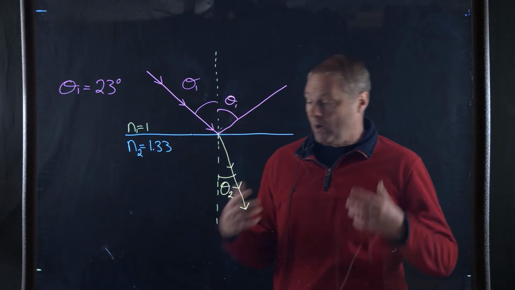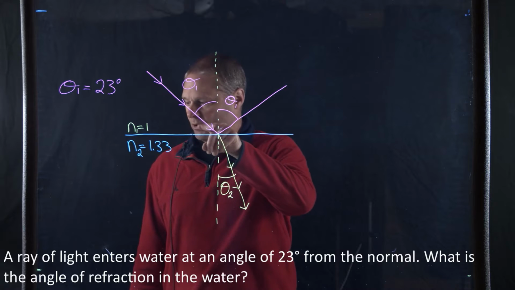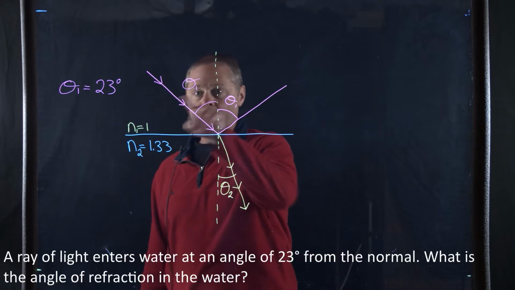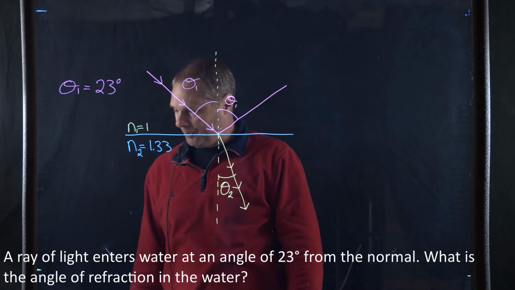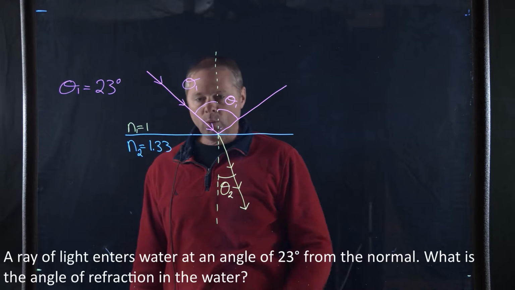In this example problem, what it states is a ray of light enters water at an angle of 23 degrees from the normal. So the angle here is going to be 23 degrees. Here's our normal. What is the angle of refraction in the water?